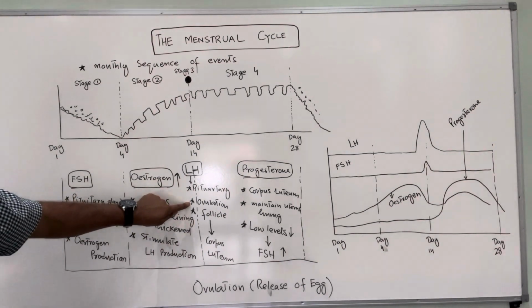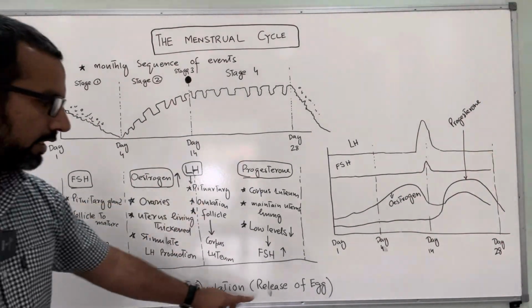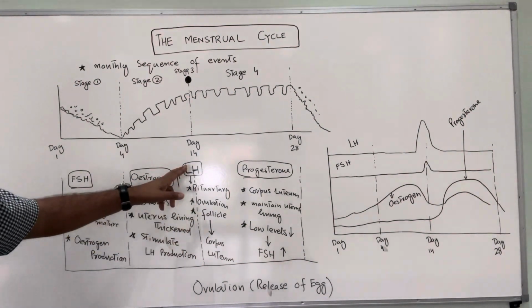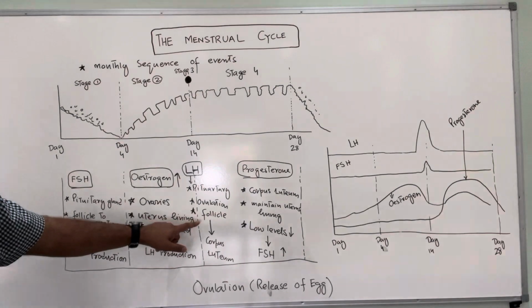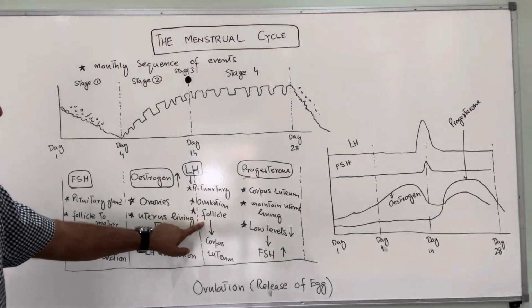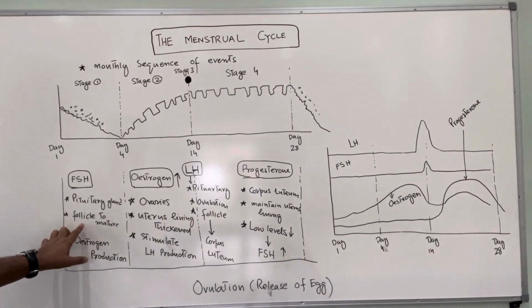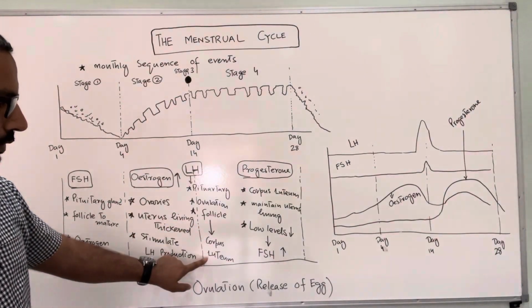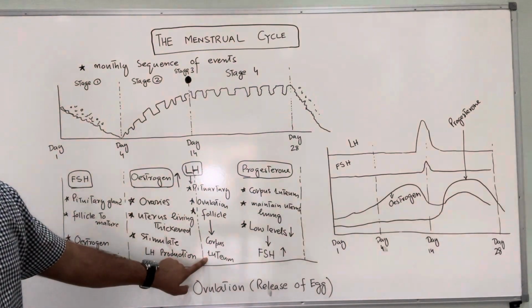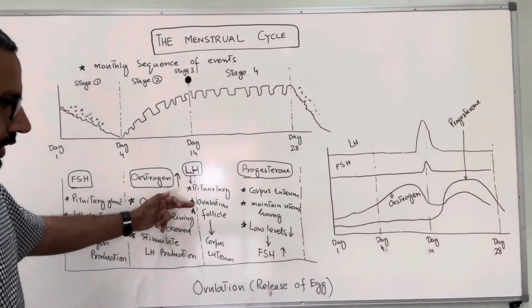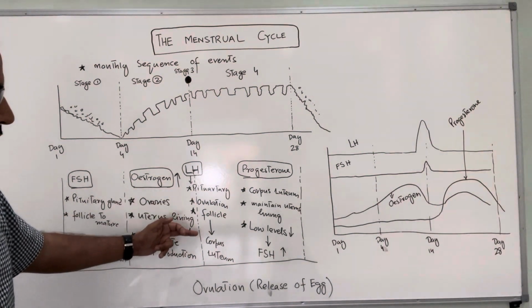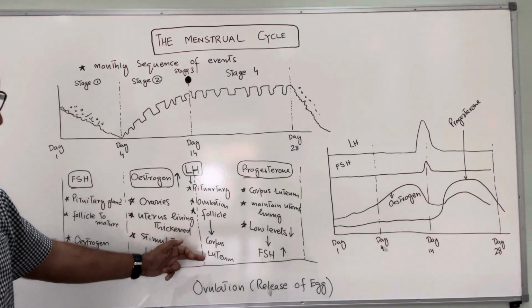So its function is that it controls the process of ovulation, meaning the release of the egg on day 14. The second function of LH is to convert the follicle. The follicle is the surrounding structure of the egg. So the broken down follicle becomes the corpus luteum. So the first function is to control the process of ovulation, and the second function is to convert the follicle into corpus luteum.